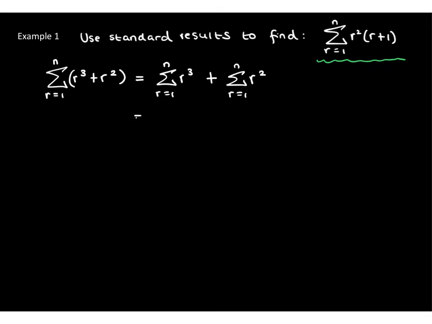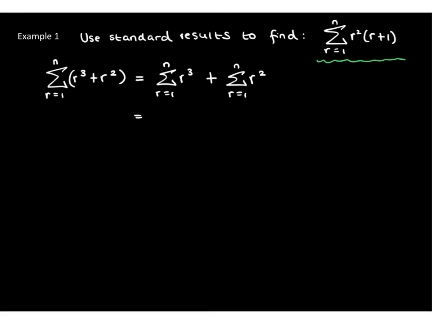We're allowed to do this because we're just adding terms together. So rather than cubing and then squaring the r value and then adding them together, we're doing the cubing and then the squaring and then adding separately like this. So this is a perfectly legal separation here into the 2 summations.